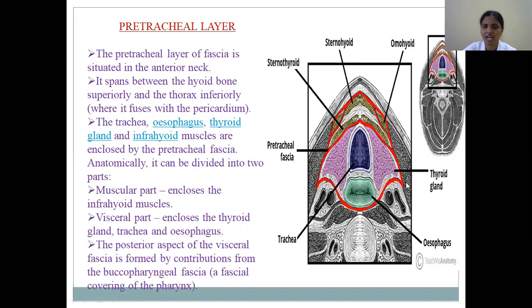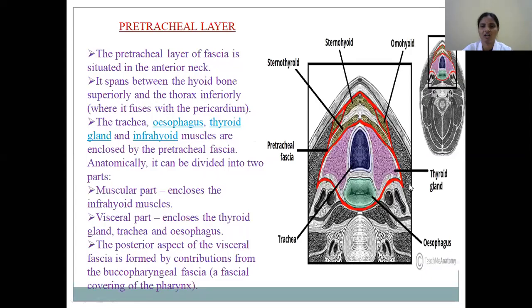So again, I want to repeat. This pretracheal layer is divided into a muscular part and a visceral part. By the enclosure of this muscular part and visceral part, it encloses a space called the visceral space, and the muscular part encloses the infrahyoid muscles, which include sternohyoid, sternothyroid, and thyrohyoid. These are the muscles enclosed here.